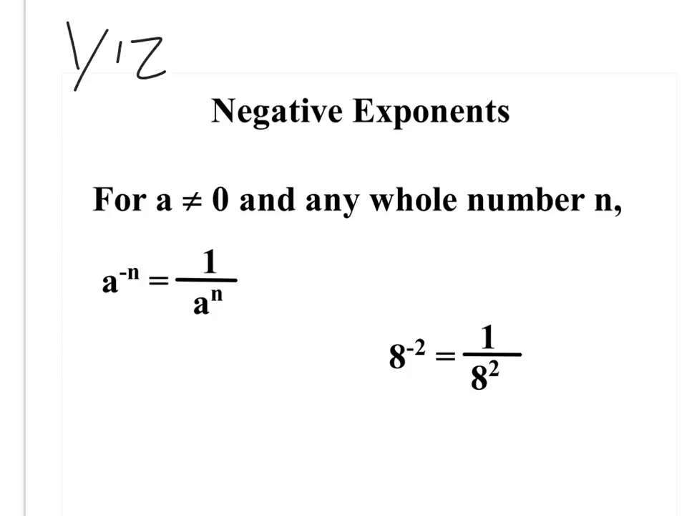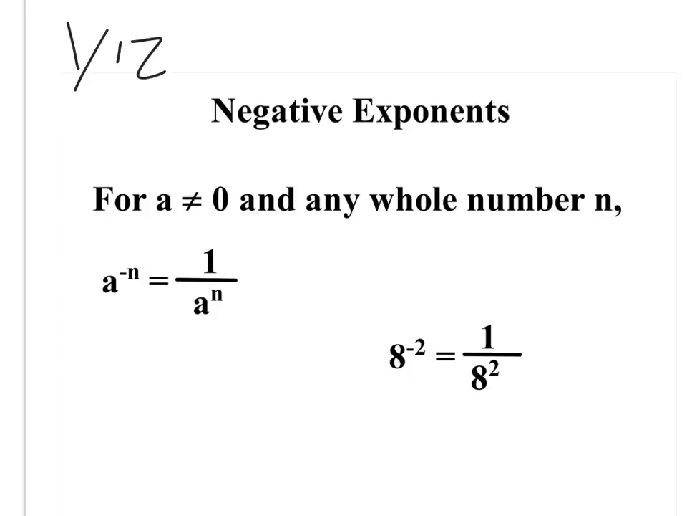The reason why we subtract is because of negative exponents. For any a that's not 0, again, a can't be 0, and any n needs to be a whole number. It can't be a decimal, it can't be a fraction. When a or any number is raised to a negative number, to make it a positive exponent, you flip it, okay? And make it on the bottom. We just put it on the bottom of the fraction.